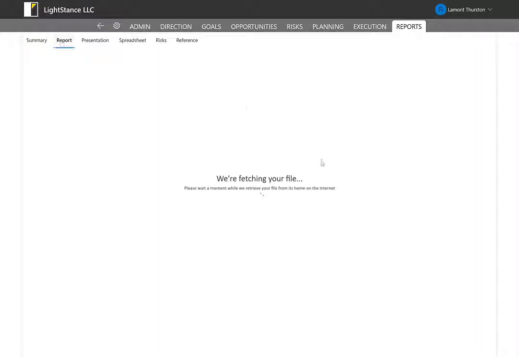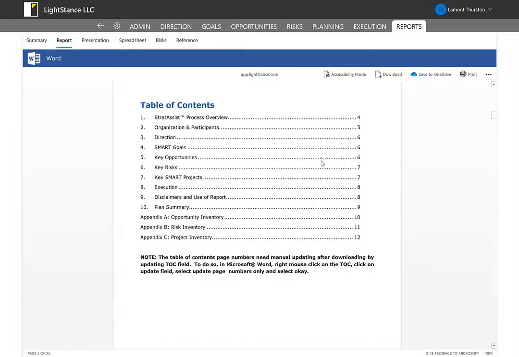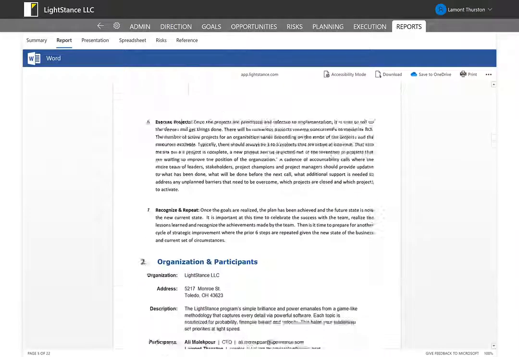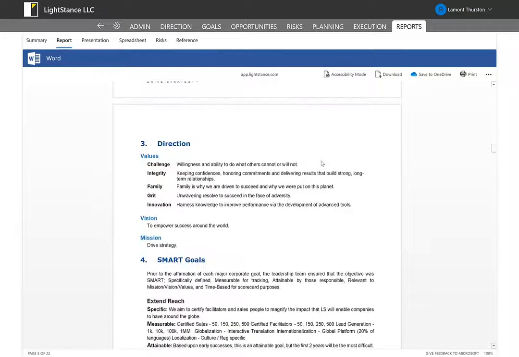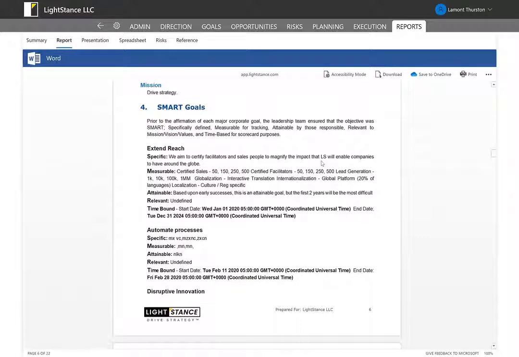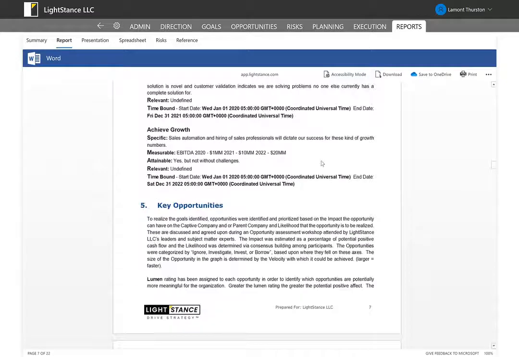A more comprehensive stewardship report template is also available. This report details the process that we followed, who was invited and why, what the direction of the organization is, which of our SMART goals we decided to pursue, and the detail around each one of those. So the spelling out of the acronym, if you will.